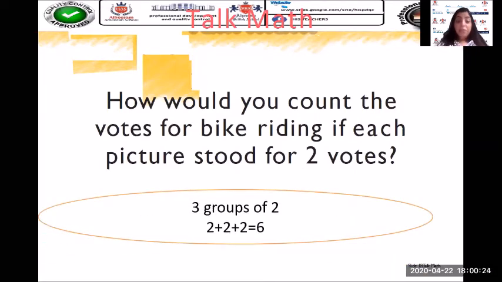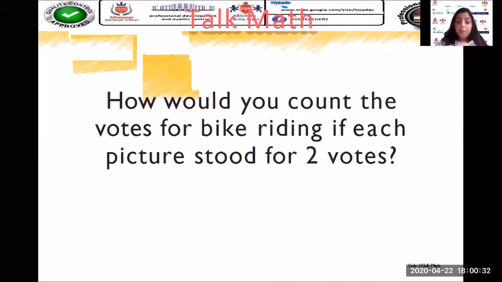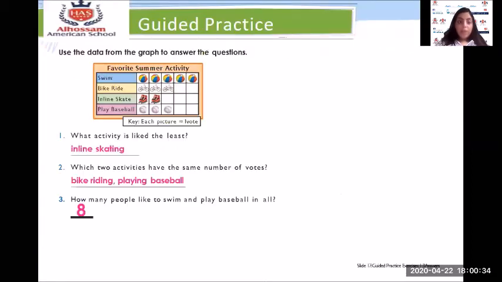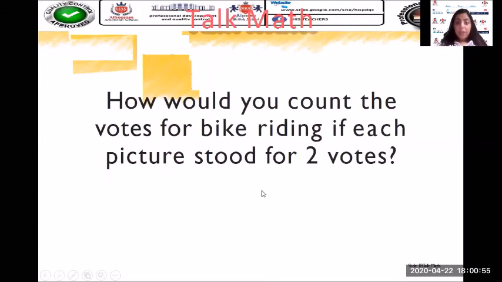Yeah, Miss Ereny. 3 groups of 2, like 2 and 2 and 2 equals 6. Instead of counting for bike riding, here is bike riding. Each picture means 1. If it's gonna be counted by 2, I'm gonna count if each picture shows 2 votes. So I'm gonna count it by 2. 2 and 2, 4 and 2, 6, right? It's just a question. But you know that the key tells you that each picture shows 1 vote.